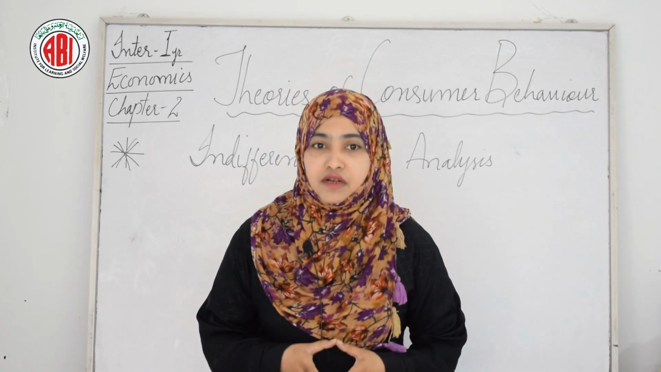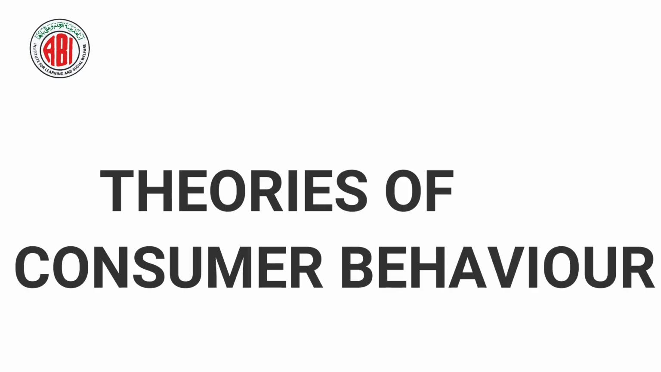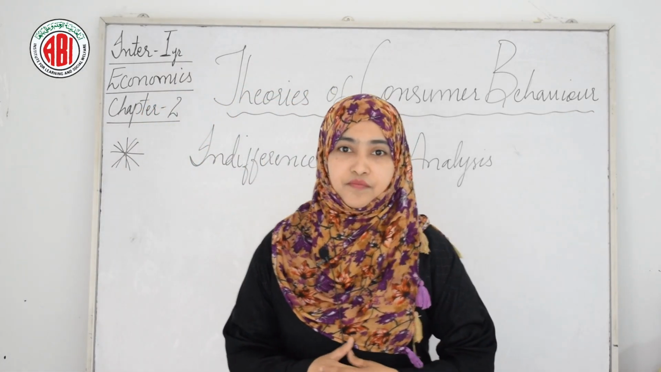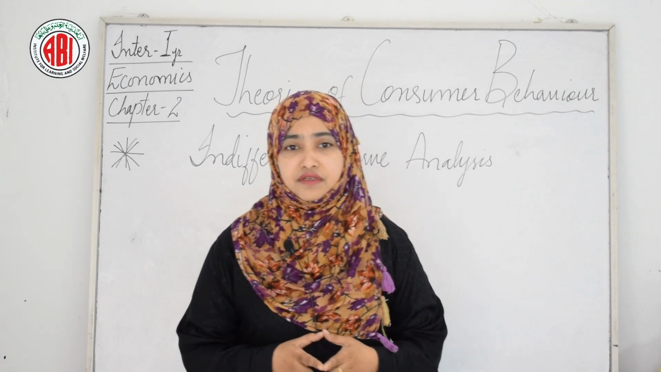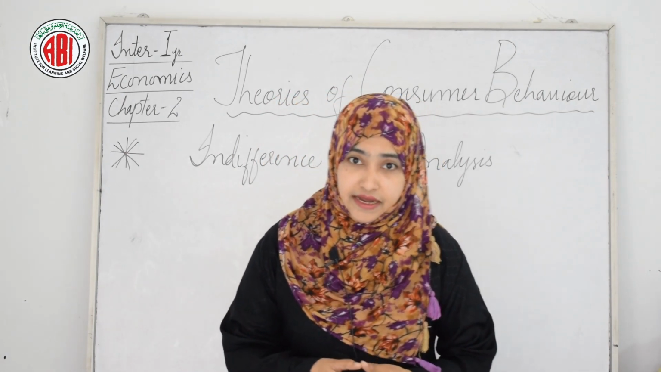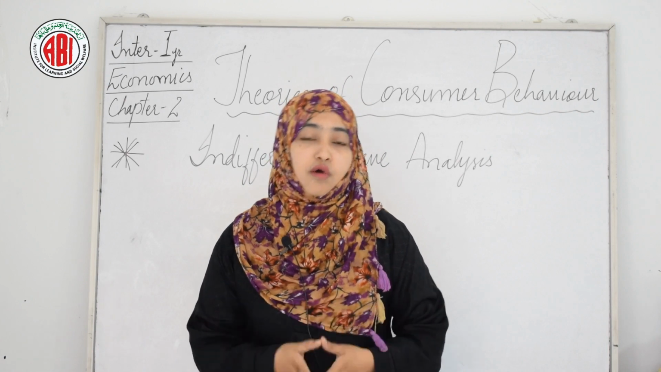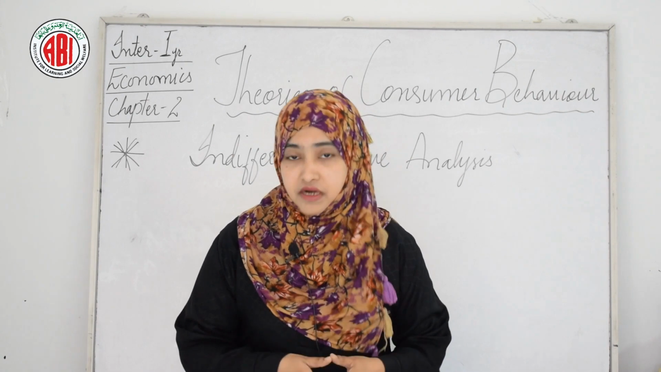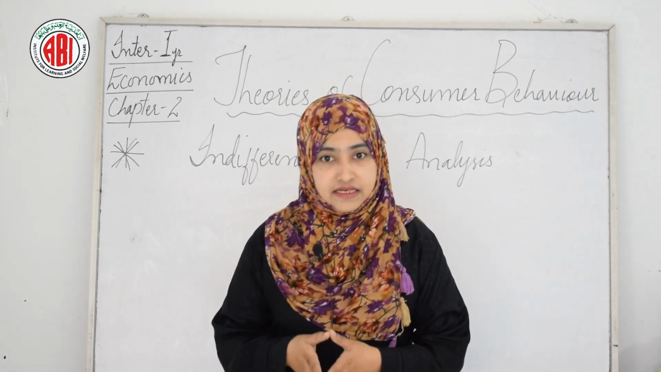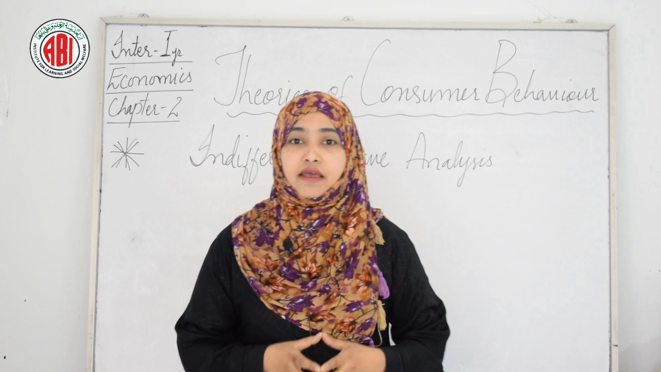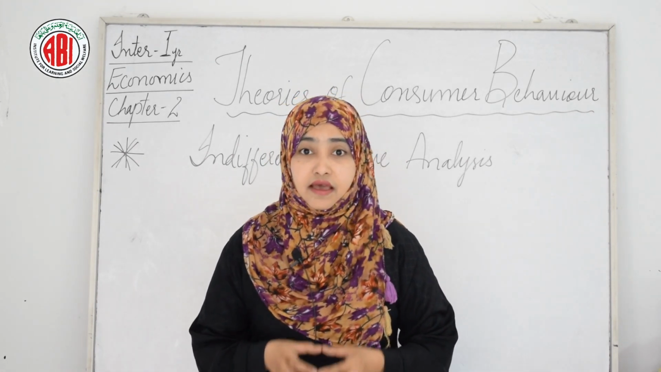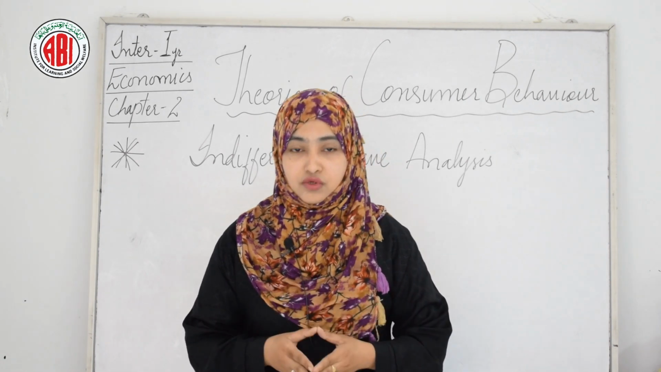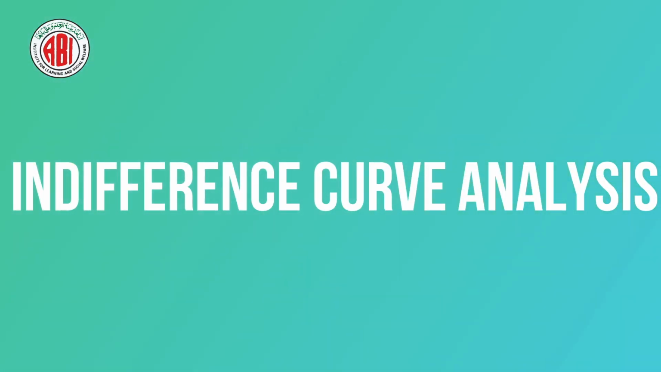So in today's class we will continue our chapter, Theories of Consumer Behavior, from Economics, chapter 2 of first year. Okay. In the previous class we already discussed utility and types of utility, the law of diminishing marginal utility, the law of equimarginal utility, and the analysis, illustration and assumptions of those laws. Now we will continue this class with the topic indifference curve analysis.